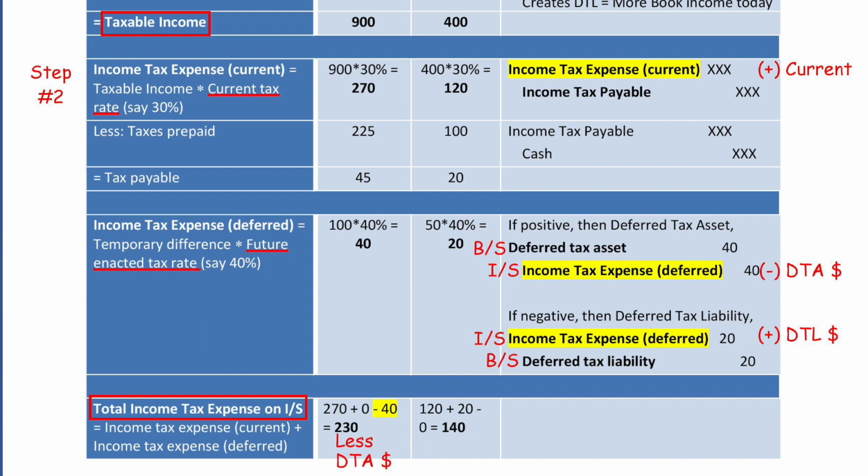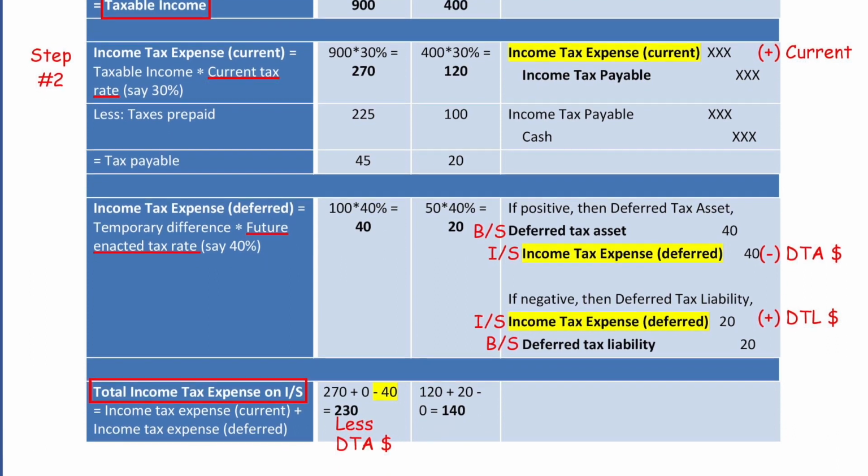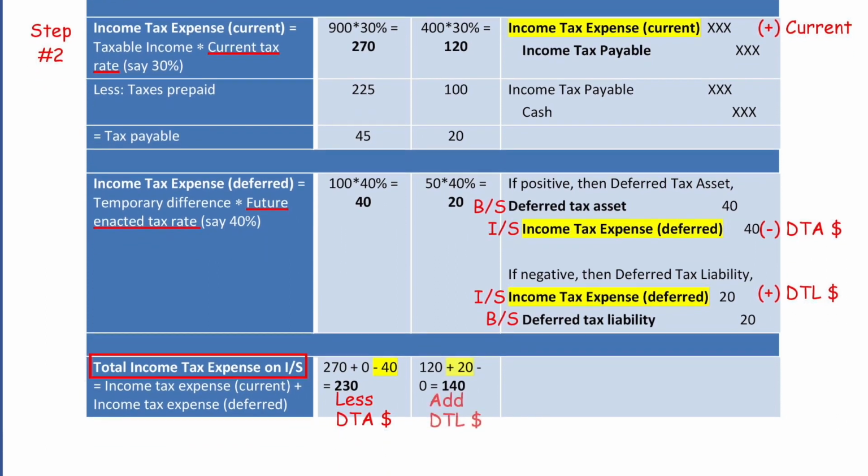For L company, the income tax expense current, that's 120. Plus DTL dollars, that's $20. Minus DTA dollars, that's 0. So 120 plus 20 gives us 140. And right there, add DTL dollars.